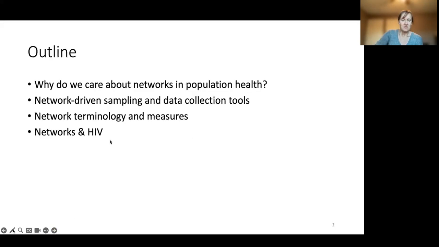See if I can progress my slides. Okay. So broadly, what I'll talk about is first, why do we care about networks and population health? Then move on to network-driven sampling and a little bit about data collection tools for network data. Then talk about some general network terminology and measures. And then finally talk about a little bit of my work, a couple of different projects thinking about networks and HIV.